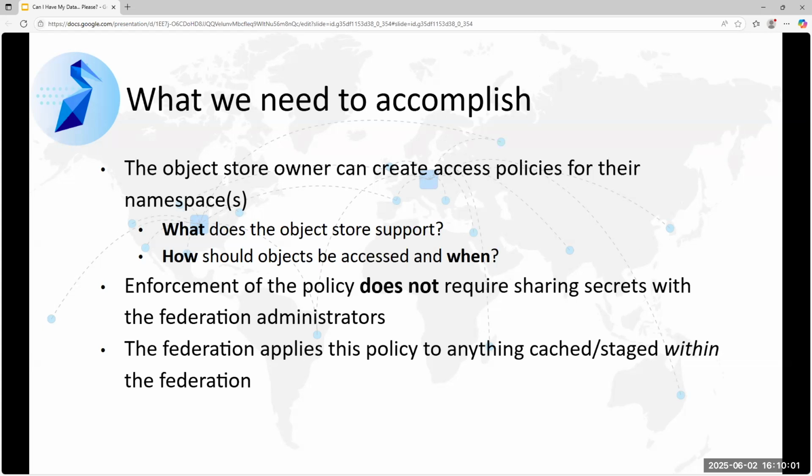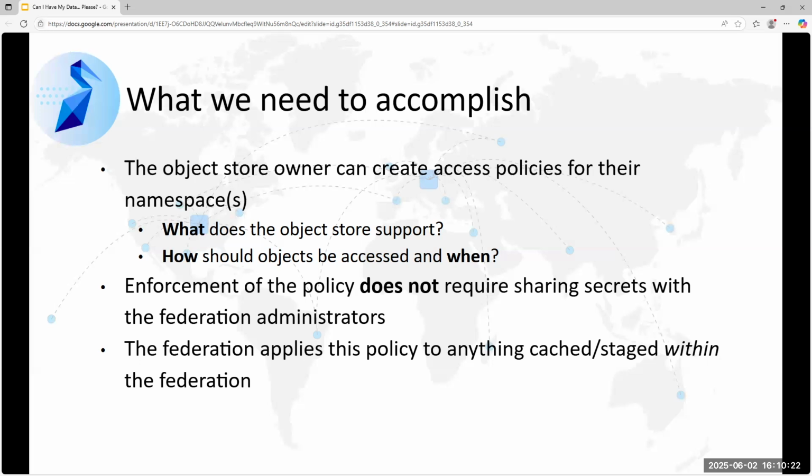Second, the enforcement of this policy shouldn't require that the object store owner shares secrets with the Federation administrators. If they have to share a secret, that means that all of a sudden they're kind of centralizing all of this authority in one spot. And we want to maintain that autonomy. So we don't want to design a system that requires that.